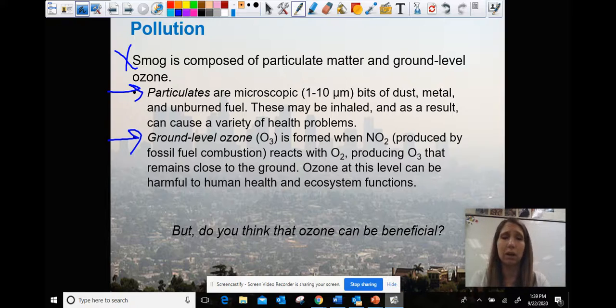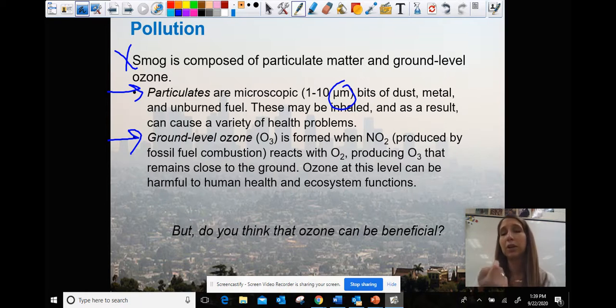So particulates are like tiny particles, okay? That word should hopefully remind you of the word particle, and when I think of particle, I think of teeny tiny things. So particulates are microscopic, 1 to 10 micrometers, okay? That's micrometers, not millimeters. It's 1/1000th of a millimeter. These are tiny, tiny pieces of dust and metal and unburned fuel. If you breathe them in, as it sounds, it would not be a good thing. They can lead to issues with COPD, emphysema, lung cancer, and asthma, simply because you're taking in, as you can imagine, microscopic bits of dust and metal and unburned fuel. It just sounds unhealthy, and it certainly is.